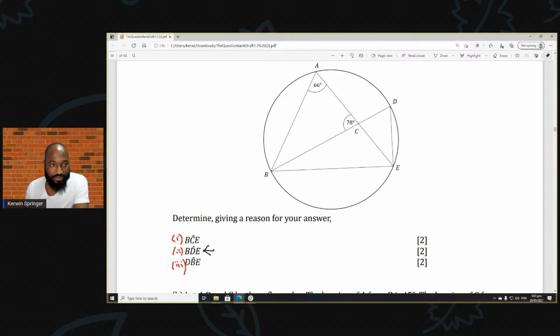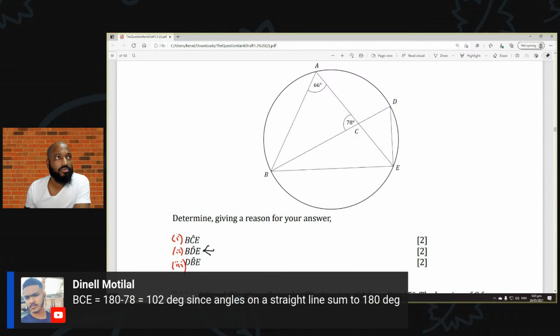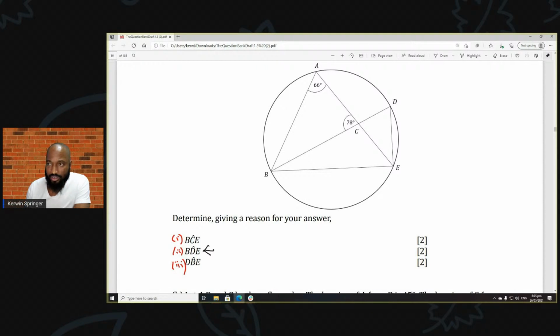What about BDE? Well done, Denel. So that's good. BDE, keeping in mind that we already know this angle here. So we're looking for BDE. Well, yes, BDE is also 66 degrees, because of the same segment rule. BDE is equal to 66 degrees.